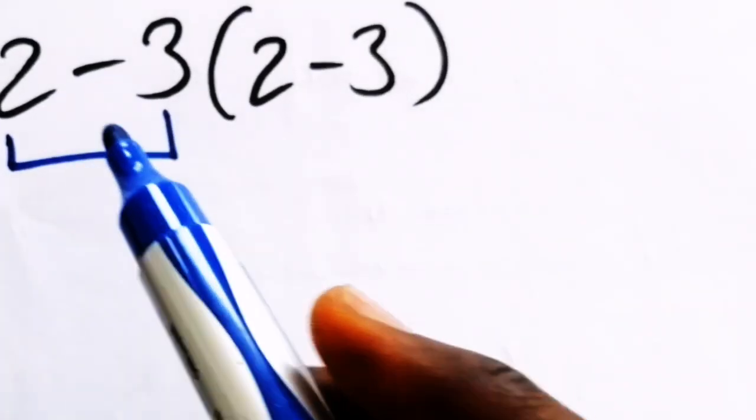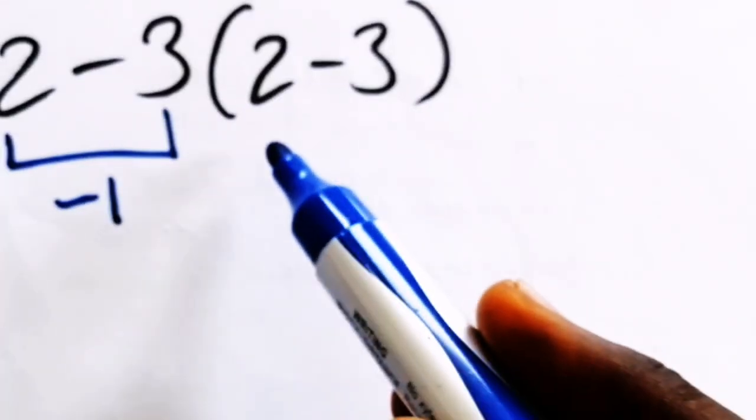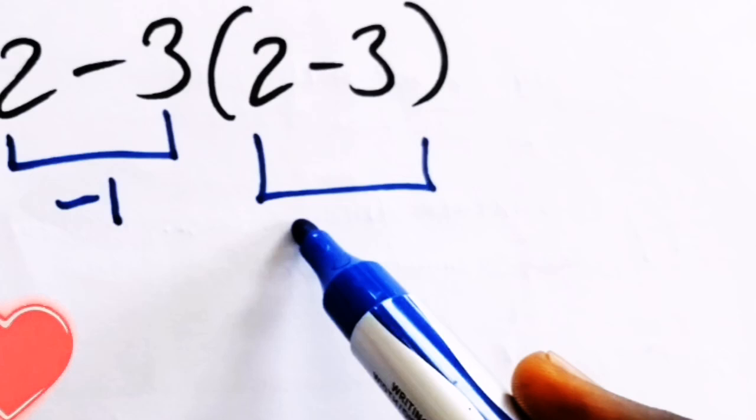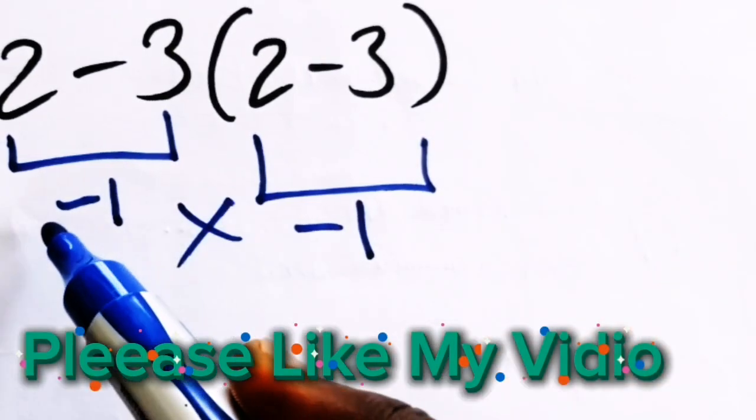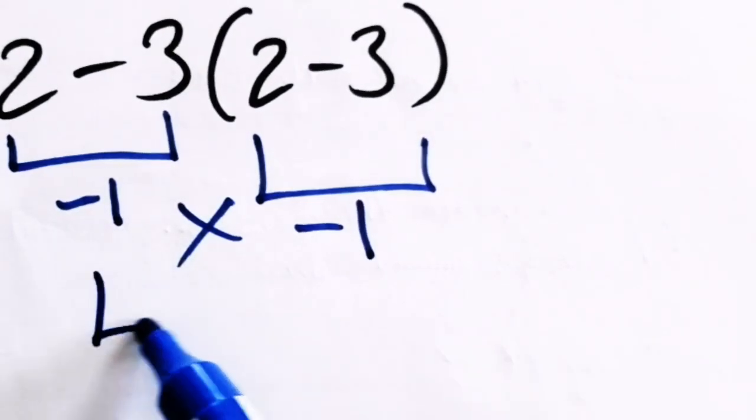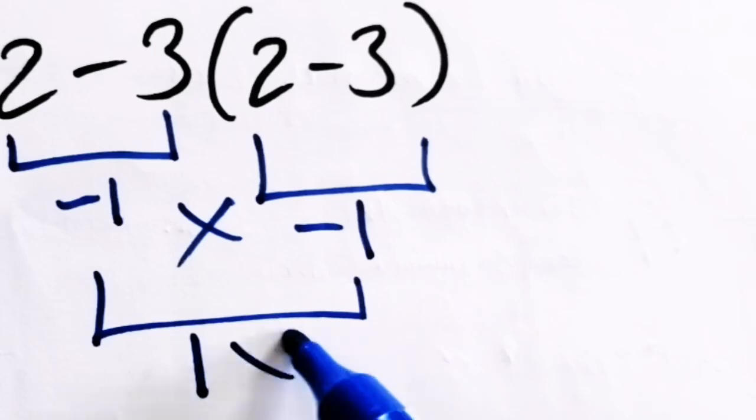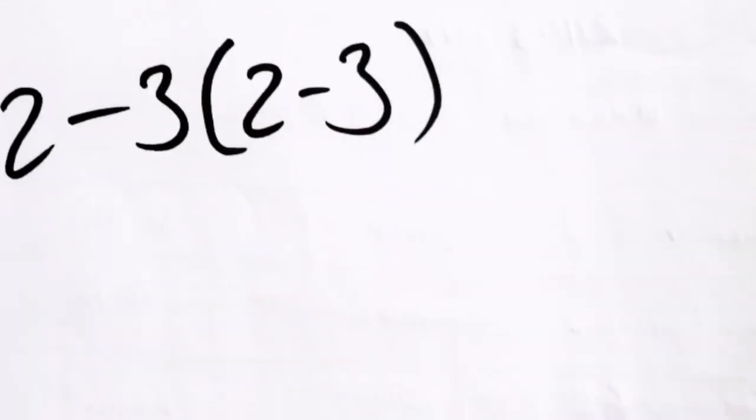2 minus 3 which gives us negative 1. Here in the parentheses also 2 minus 3 which gives us negative 1. Negative 1 times negative 1 which equals 1. But this answer is not correct.